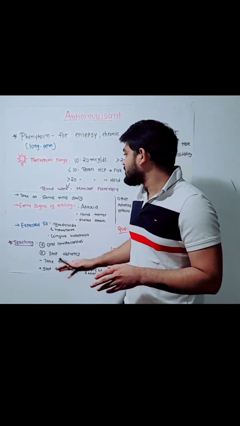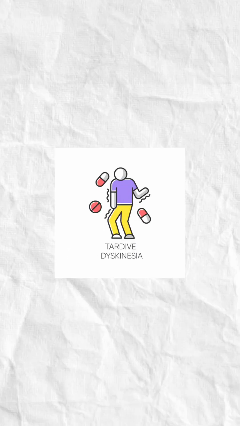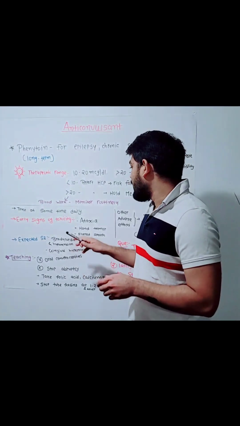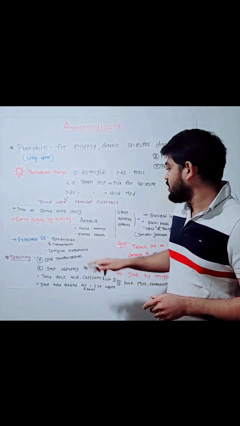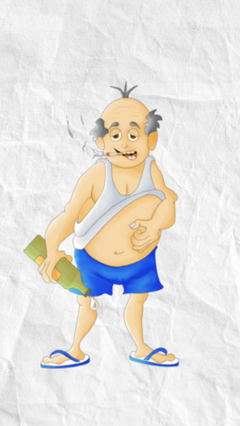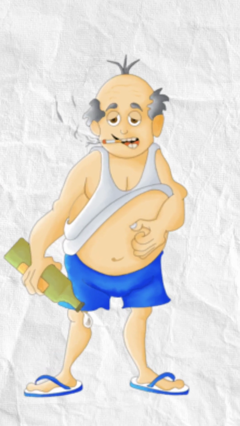So what are the signs and symptoms? The early signs of toxicity are ataxia, that means incoordination of movement. Second one is hand tremor, and the third one is slurred speech. If you can't remember the signs and symptoms, then think about a drunk person.